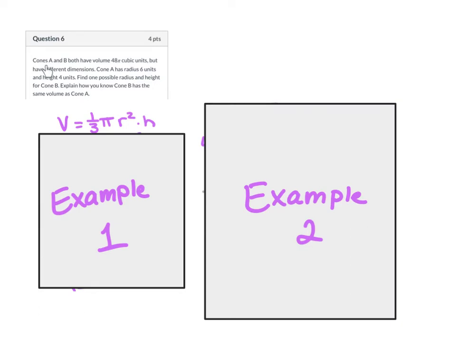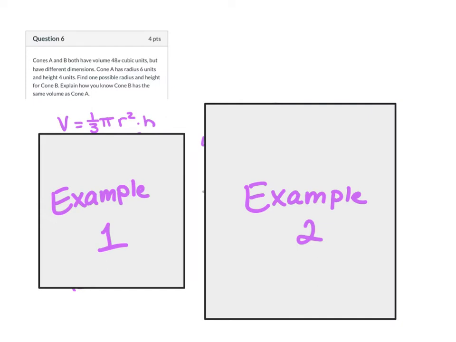Here on this problem, we're told that two cones have the same volume. They gave us the radius and the height of cone A, but we need to find a different radius and a different height for cone B that makes the same volume of 48 pi. Now, the biggest mistake that I saw when grading this question was that most people forgot that the cone formula includes 1/3, and therefore their dimensions worked for a cylinder with a volume of 48 pi, but we need the cone to have a volume of 48 pi.